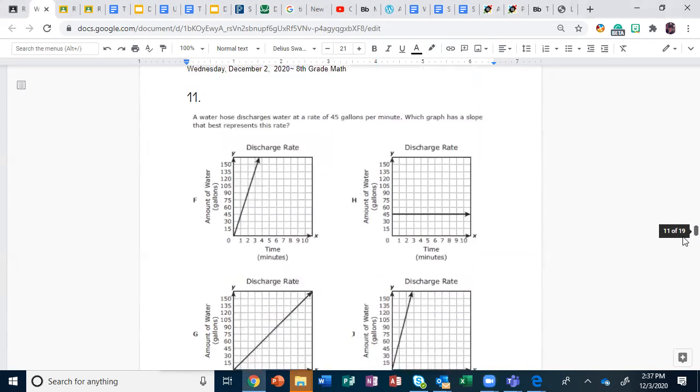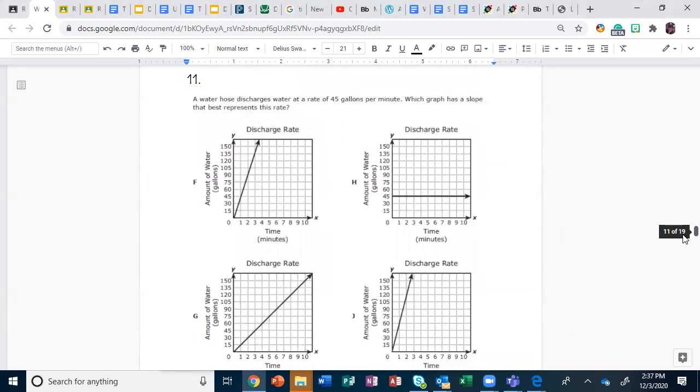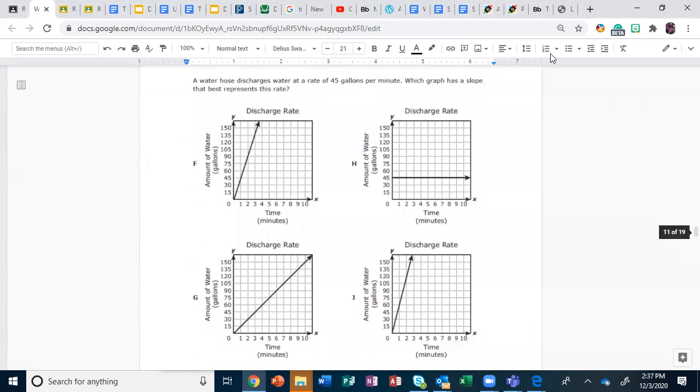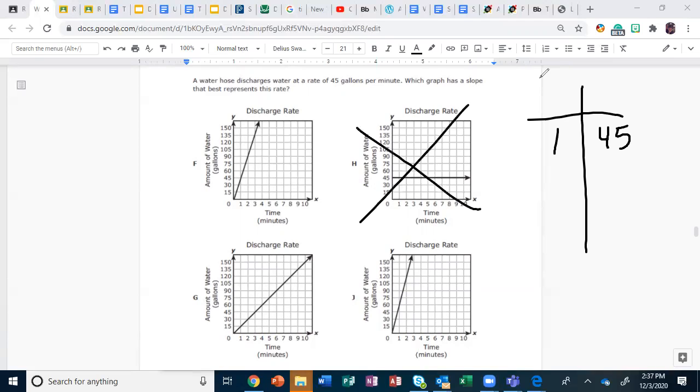All right, let's go to the next question. Same type of question. It says a water hose discharges water at a rate of 45 gallons per minute. So how many gallons, 45 gallons, and how many minutes? So 1 minute is equal to 45 gallons. So which one is not gonna be our answer right away? H is never our answer. Now, we always have one that's like completely not it.